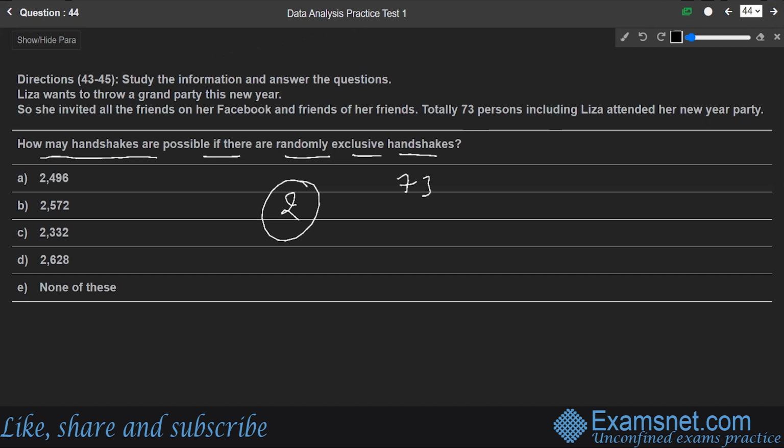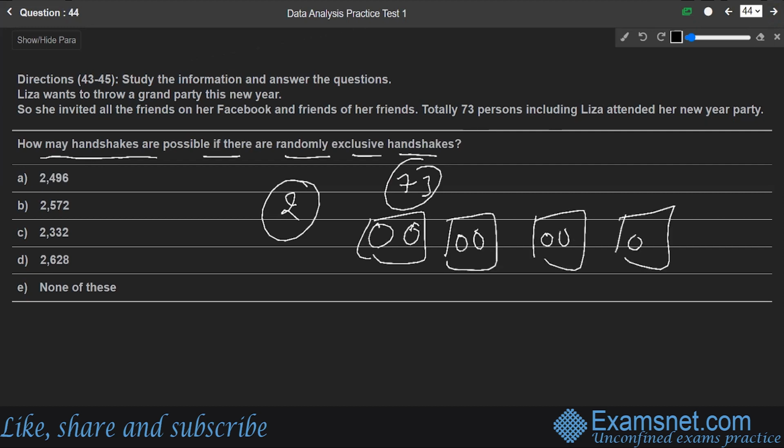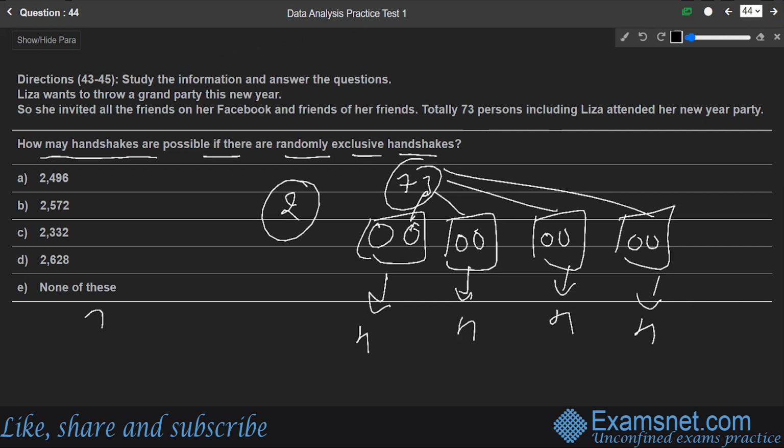So out of the 73 people, as many combinations of two together as you can make out of those 73, every combination is itself a handshake. So we are clearly supposed to know how many combinations of two can be made out of a total of 73 people available. That can be done by 73C2. Out of 73, how many groups of two can be formed can be calculated by the concept of combination as 73C2.